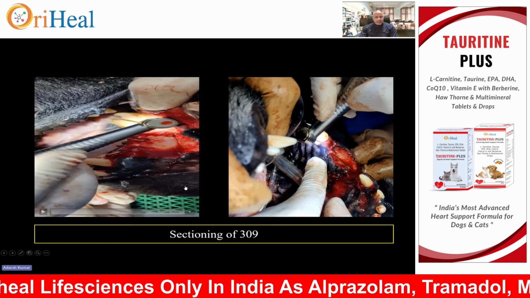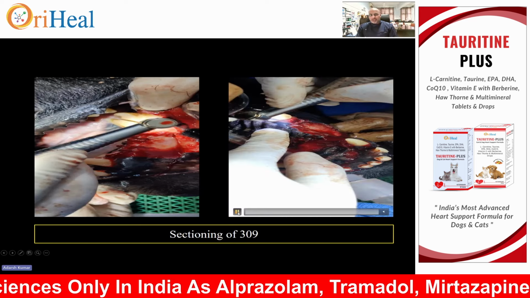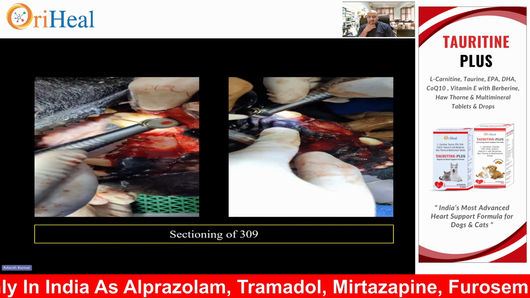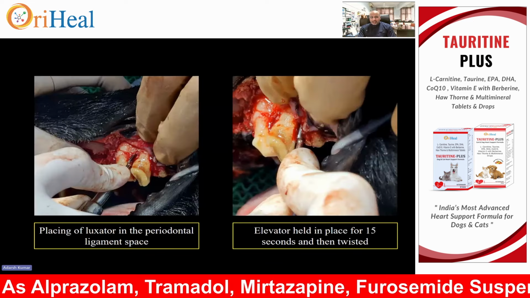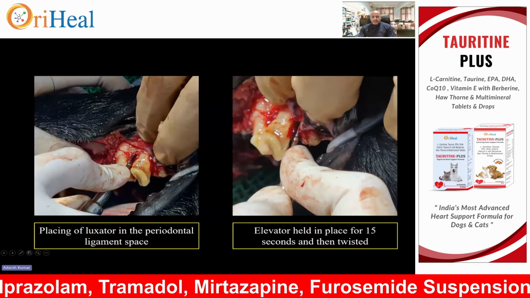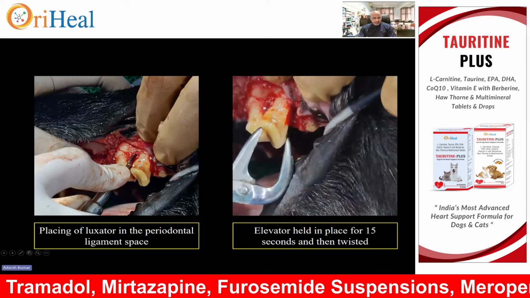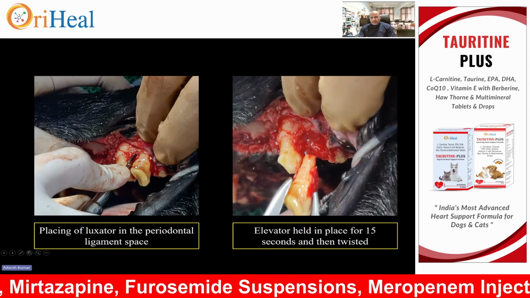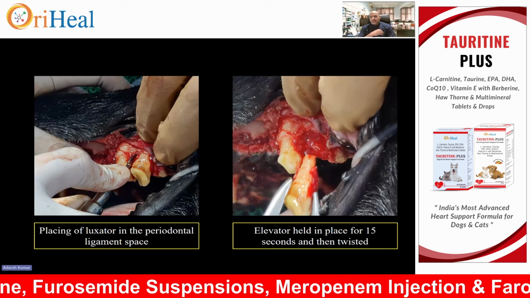It becomes so easy when you section the tooth, because then it becomes a very unstable structure and gives you a space to insert the luxator inside and elevate it properly. See here, placing the luxator in the furcation which has been sectioned here. And this is how, see, it is being cut. So the tooth is taken out easily, right?